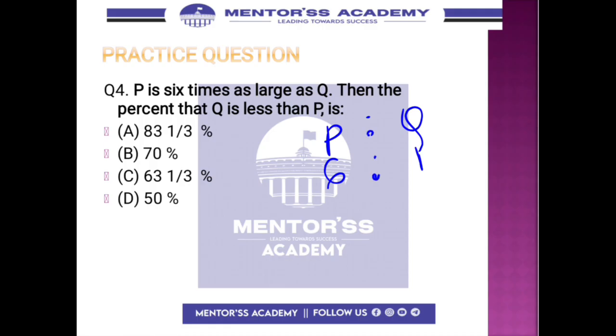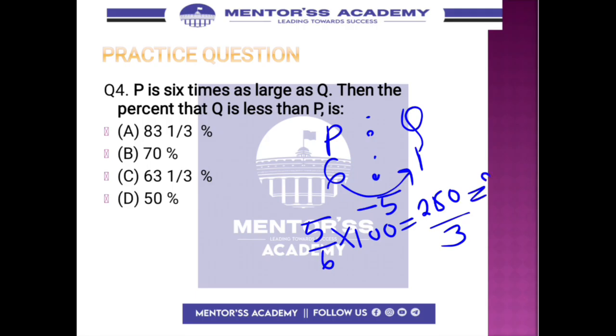Then the percent that Q is less than P is, so what's the difference between P and Q here? 6 minus 1, that is 5. Then this percent would be 5 by 6 into 100, simply. That is 250 by 3, which equals 83 1/3%. So 83 1/3% is the percent that Q is less than P. Q is 83 1/3% less than P, right? So let's move on to the next question.